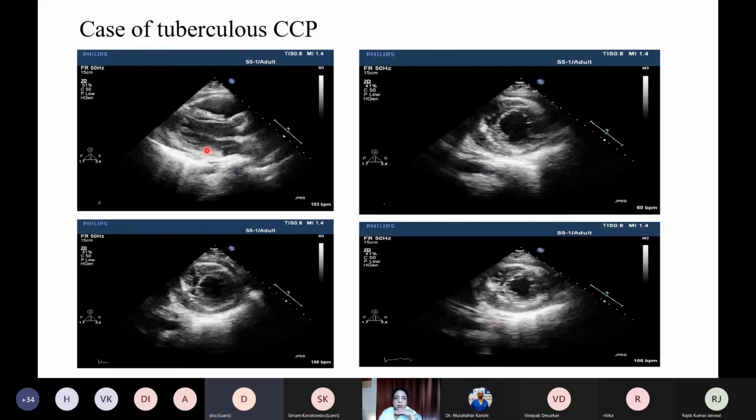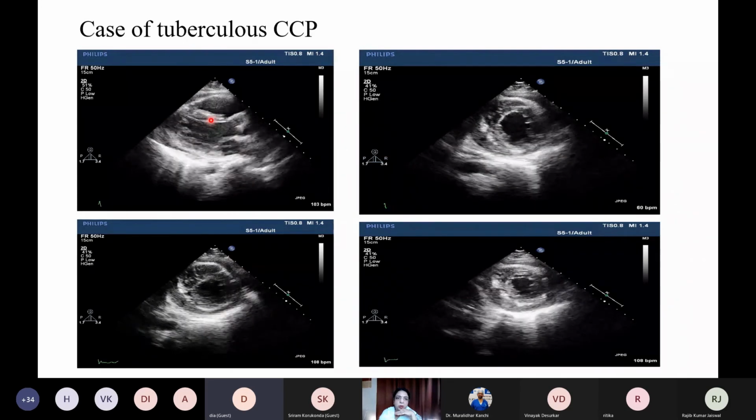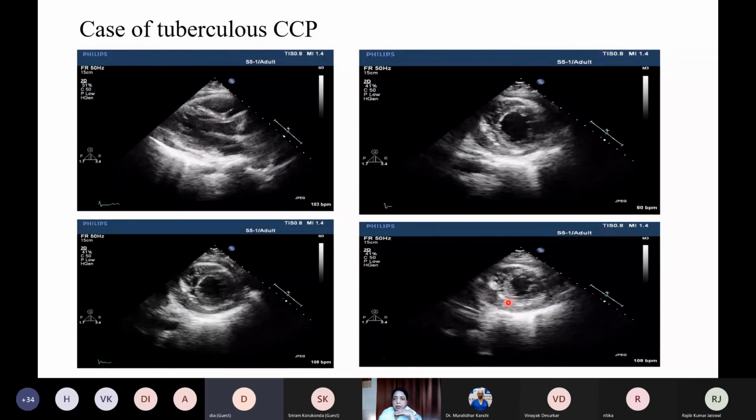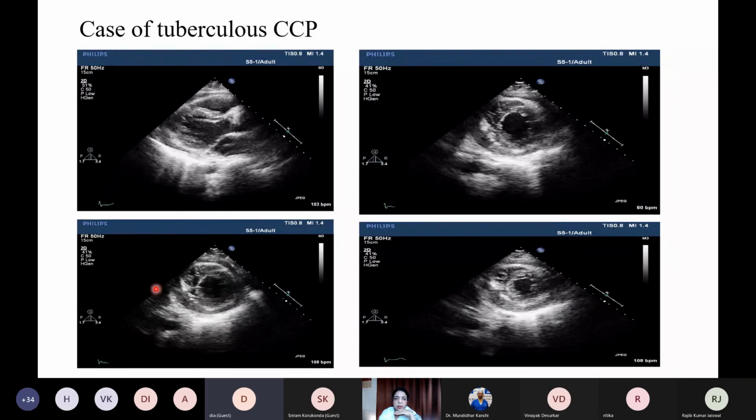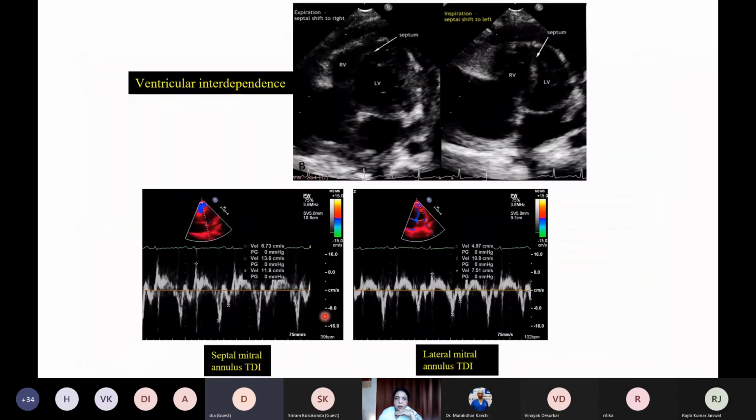Yes, sir. So this is the constriction. See, this is the beautiful septal bounce you are able to see. That is the hallmark of constriction. This bounce you are also able to see. This is constriction. This is solid constriction around the heart. And this is the concept of ventricular interdependence, which I have explained to you just now.